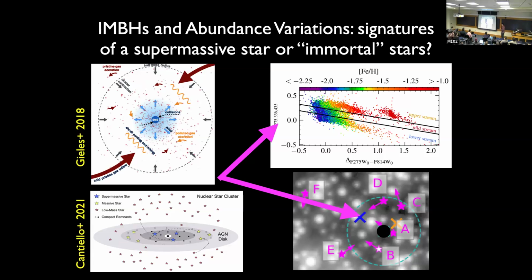The IMBH and the abundance variations may be connected, and the connection would be through some formation mechanism. We talked about how the black hole formation mechanism isn't known yet. One possible mechanism is formation of a supermassive star during the formation of the cluster, where stars keep bombarding into a central star. They keep it puffed up.